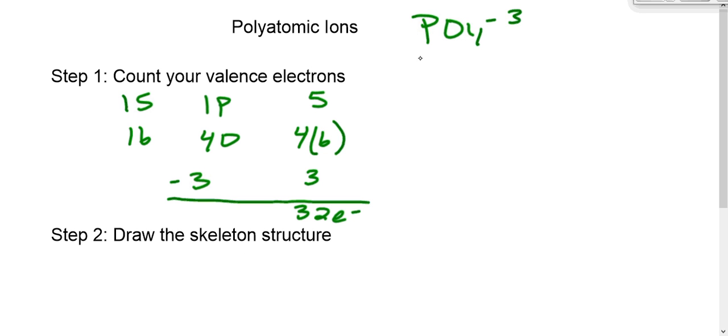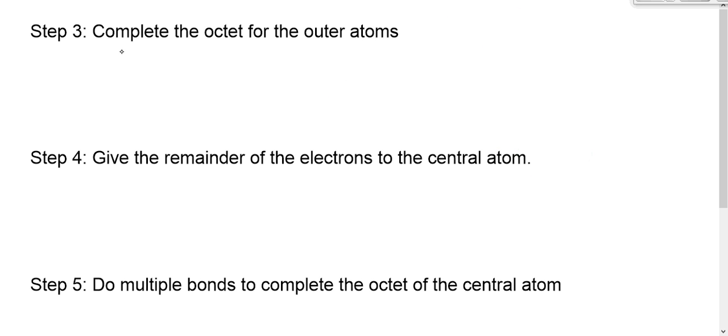Well, we know the central atom must be phosphorus, and this is the one written once. So I'm going to go phosphorus, and I'm just going to put 2 dots between each oxygen. And that is our skeleton structure, showing phosphorus in the middle, surrounded by 4 oxygens on the outside. Okay, all right, step 3, complete the octet for the outer atom.